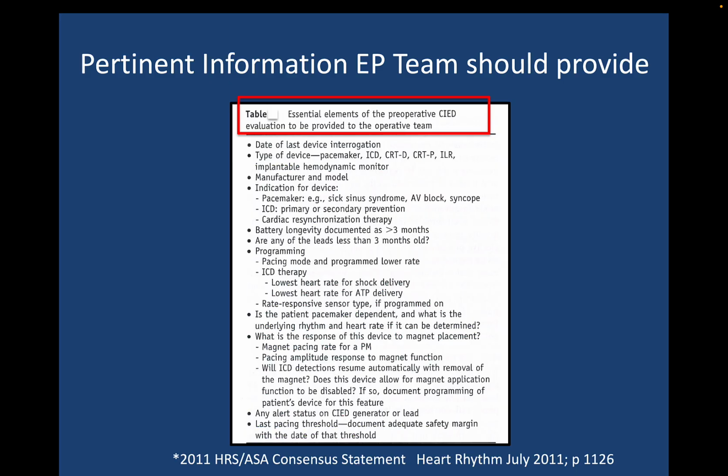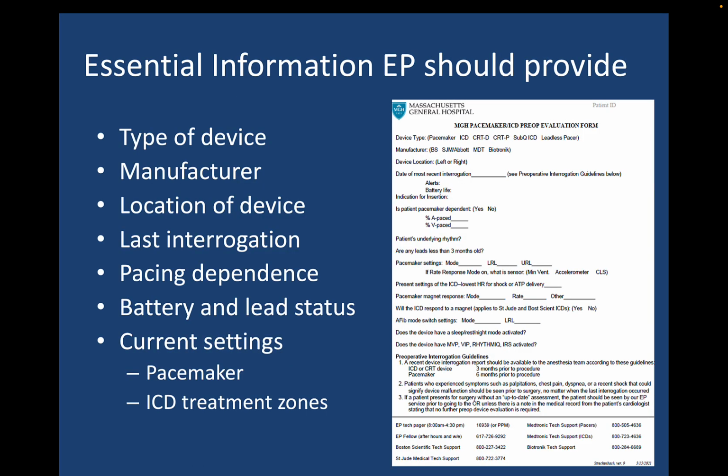Now, that's a lot of information. I'm obviously not going to go over that, but I will tell you that if you look at the preoperative evaluation form that I've given to you, you will see essentially the most important information that you need to obtain. This is the information that I want to get when I'm taking care of patients at Mass General. The type of the device, the manufacturer, where the device is implanted, when was the last interrogation, is the patient pacemaker dependent or not, is the battery and leads okay, and then I want to know the current settings of the pacemaker, what's the mode and what's the rate.